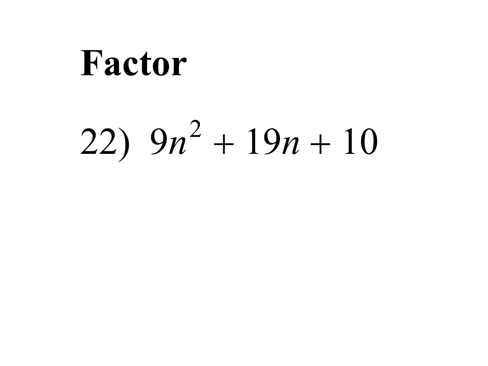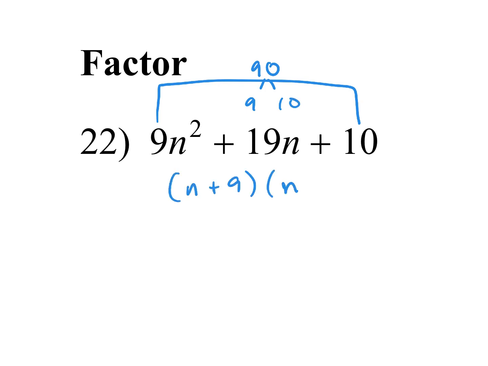Can I do I have a greatest common factor that I could take out of all of them? No. So if I don't, then what do I have to do? If we don't have a greatest common factor, we multiply the first times the last. So this would be 90. Danielle, what are two factors of 90 that add to 19? 9 and 10. Perfect. So this would be n plus 9, n plus 10.